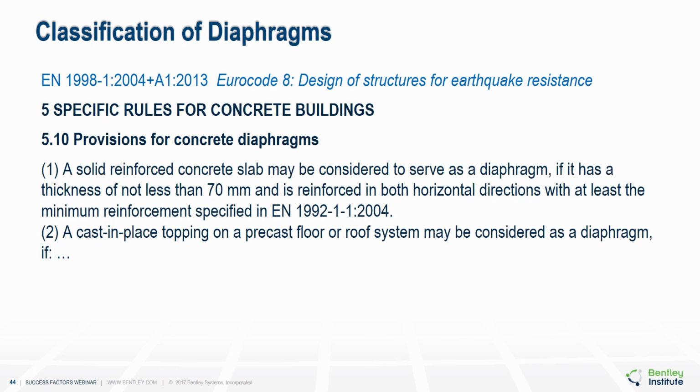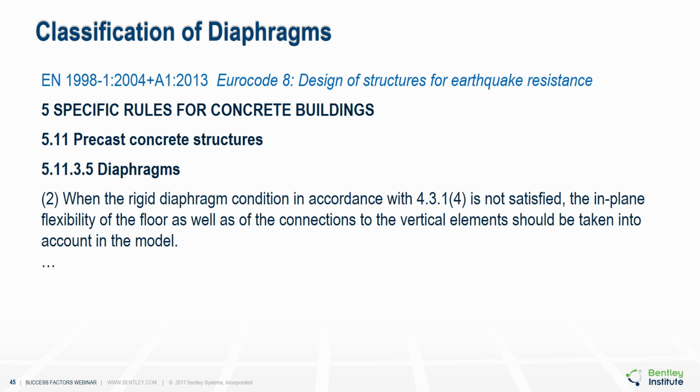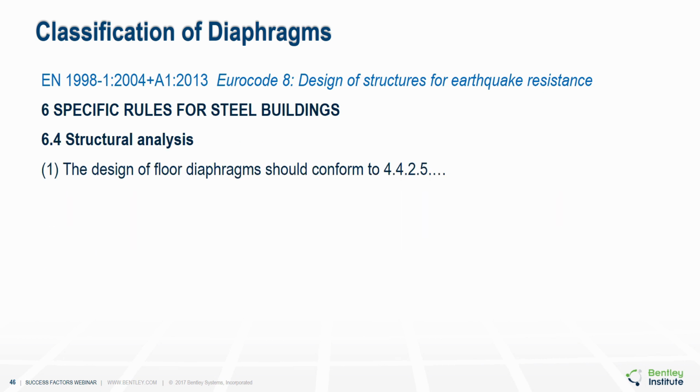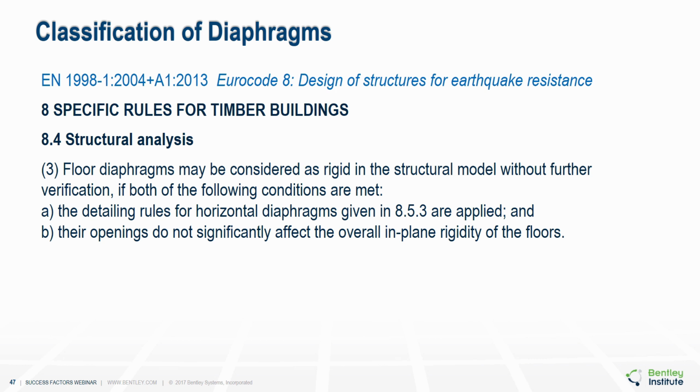This clause, specific to concrete buildings, indicates when a solid slab or topping slab may be considered to act as a diaphragm. This doesn't say rigid diaphragm, it merely says diaphragm. So the implication here is that if these conditions aren't met, the diaphragm should be analyzed as a flexible diaphragm. This clause, specific to precast concrete structures, requires that the diaphragm be analyzed as a semi-rigid diaphragm if it doesn't otherwise classify as rigid, as we discussed earlier. This requirement, specific to steel buildings, is merely a reference to the strength requirements discussed previously. And finally, this clause gives the conditions for which a timber diaphragm may be analyzed as rigid.